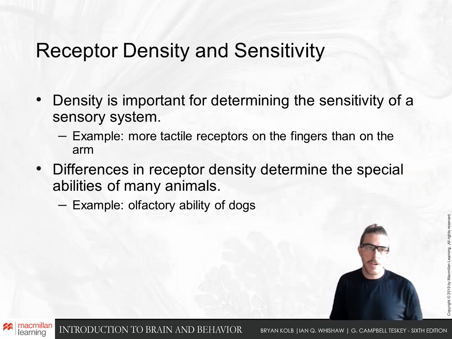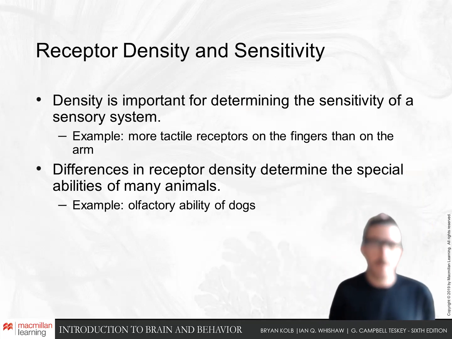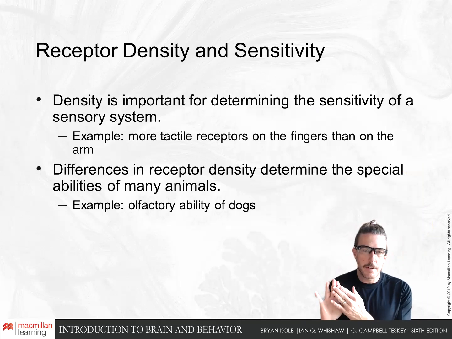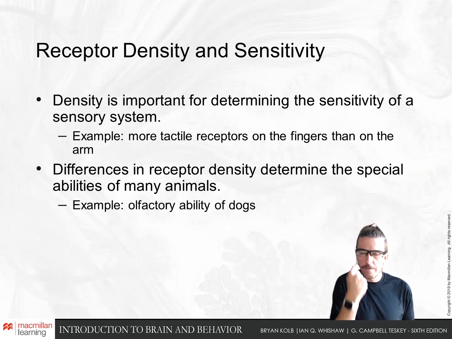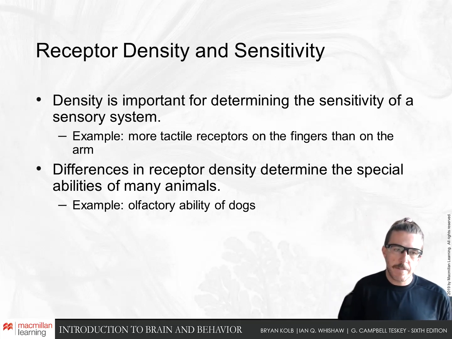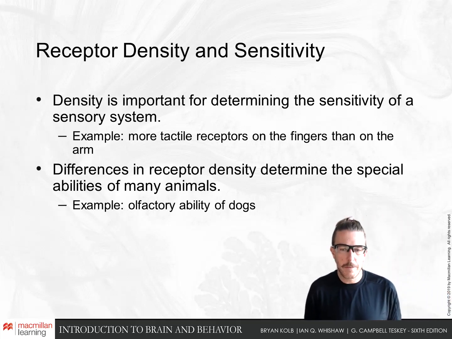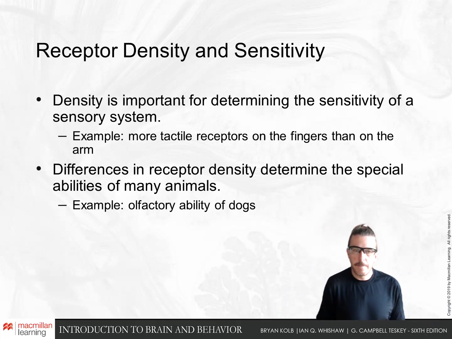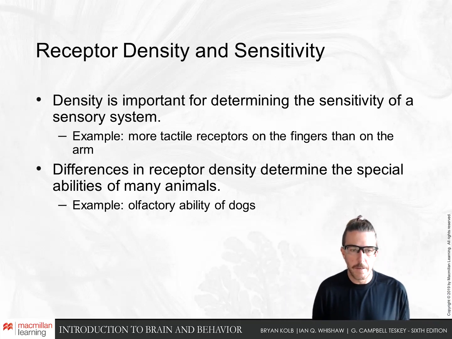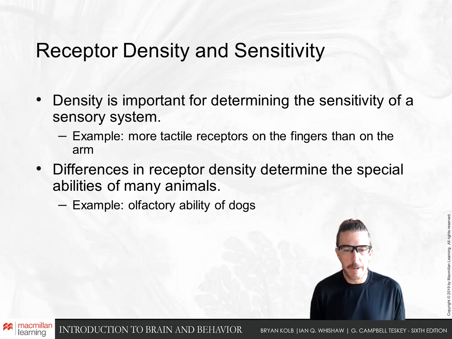In terms of sensation, the density of our sensory receptors is an important feature that determines how sensitive that given receptor area is. So we have more tactile receptors on our fingertips, for example, and we have more visual receptors in the fovea of our eye, as we'll see today. And these differences can also explain some of the abilities we see in our animal relatives that seem to us like superhuman abilities, like the olfactory ability of dogs. They just have much more receptor density in their nose.